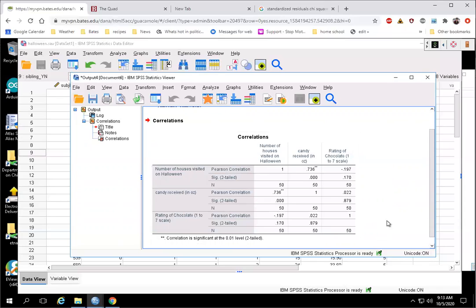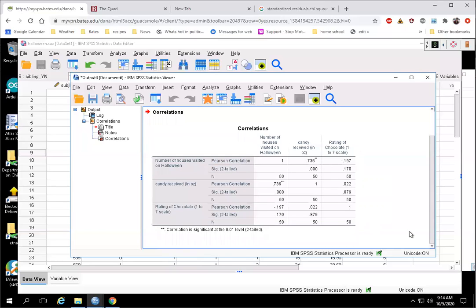The last thing I want to point out is that relationships that are significant, they put a little flag for us. This double asterisk is saying that it's correlated at the 0.01 level. So that's sort of an easy way to eyeball which of the relationships in this intercorrelation matrix have reached our threshold of significance. So that's correlation.